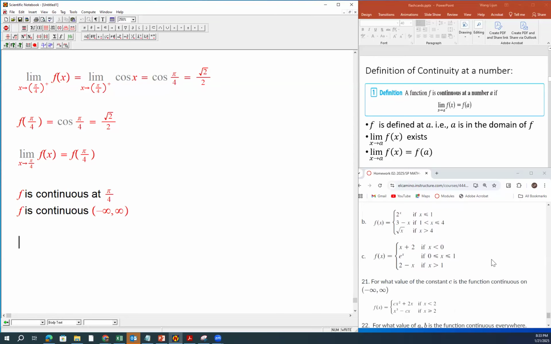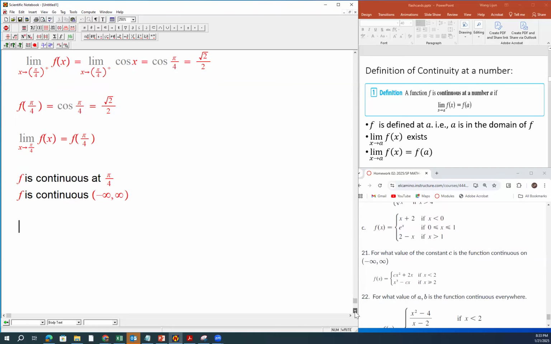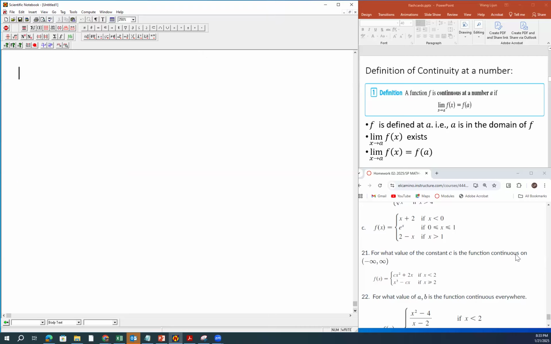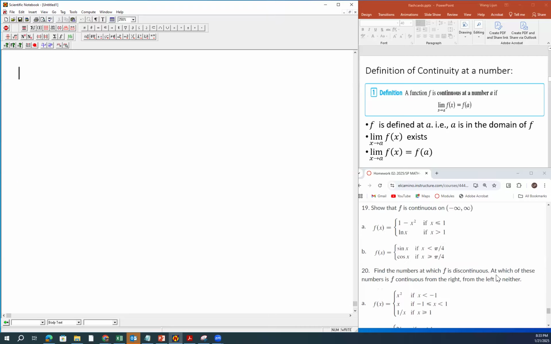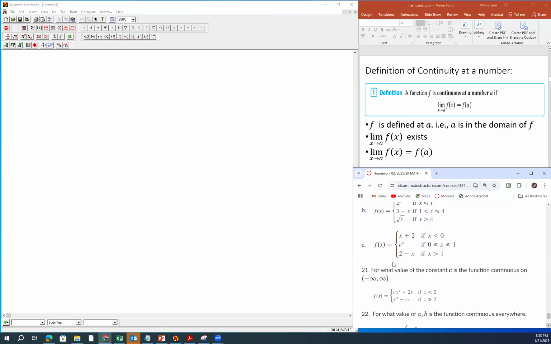We already surpassed 1 hour. Okay, I'm going to do the C here. And the instruction says, find the numbers at which f is discontinuous. At which of these numbers is f continuous from the right, from the left, or neither. Okay, so they asked us to demonstrate that. So this time, we look at C.